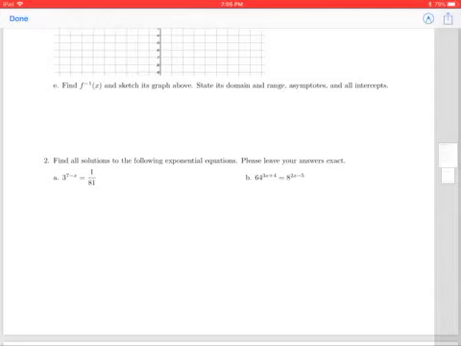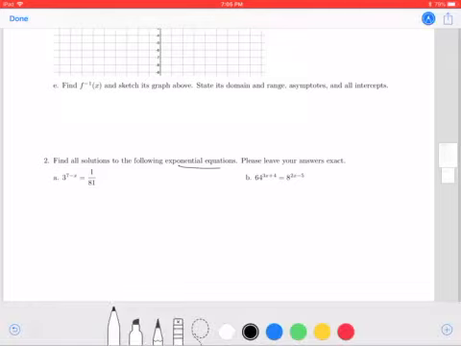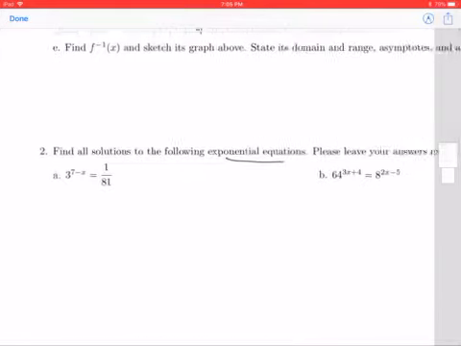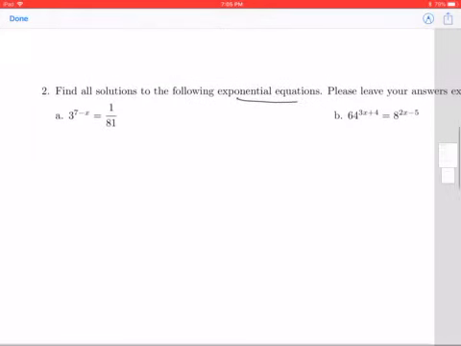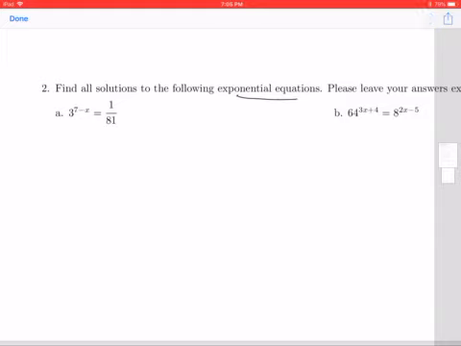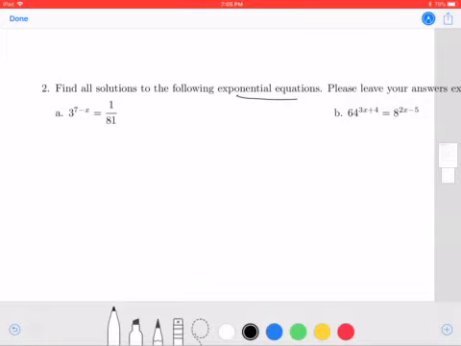All right, so next we're looking at number 2. Find all solutions to the following exponential equations. Please leave your answers exact. So when we look at this problem, and I'm going to zoom in so we can really see part A, we have an exponential function, or an equation actually. Equation because there's an equal sign.